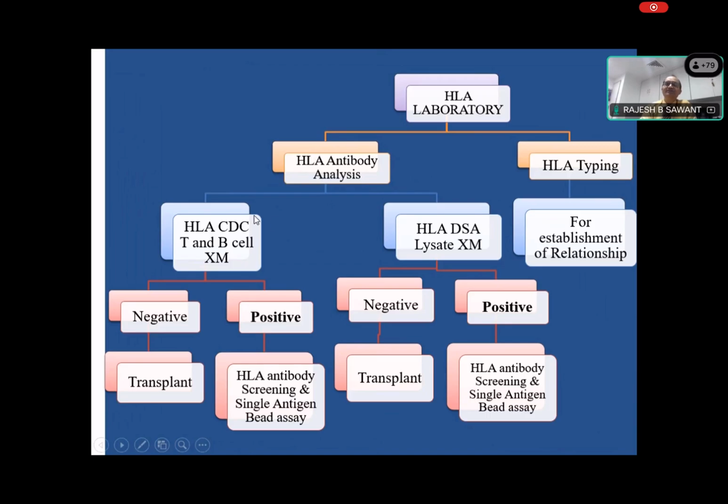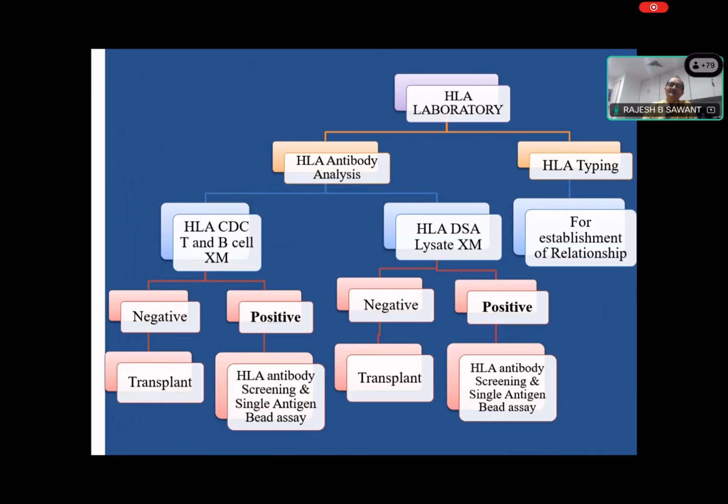Okay, so the first basic test, as I said, would be a T and B cell CDC cross match, which you will do, and parallelly you may also do a Luminex based DSA, donor specific antibody lysate cross match, right? So two different technologies: the manual technique and the automated, lysate based, Luminex based test. If your CDC results are negative, definitely you directly go in for a transplant. If they are positive, then you look at the antibody specificity by doing a single antigen bead test, and then there is a desensitization protocol.